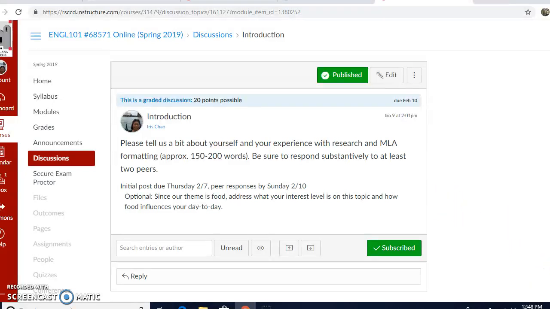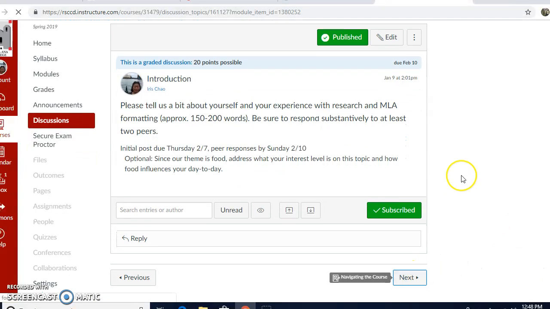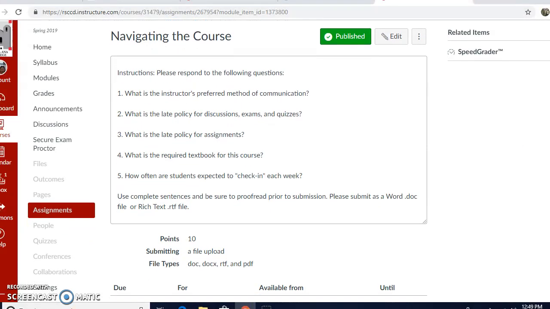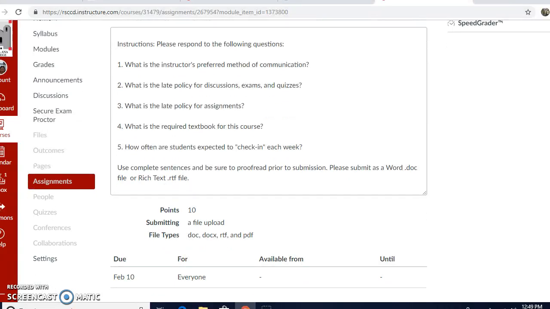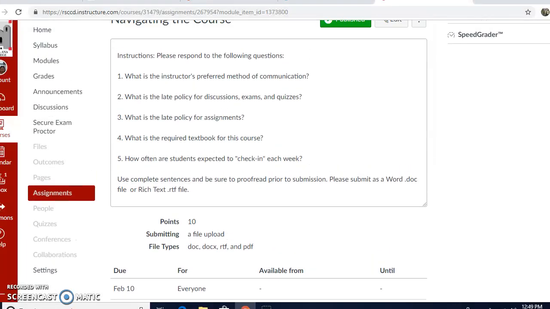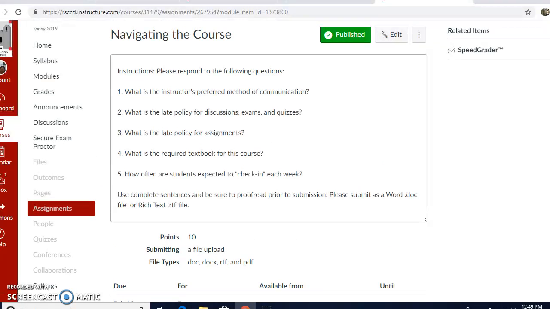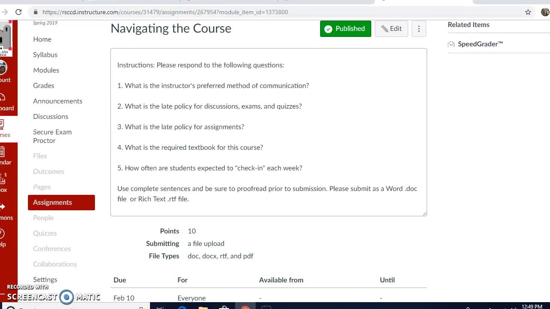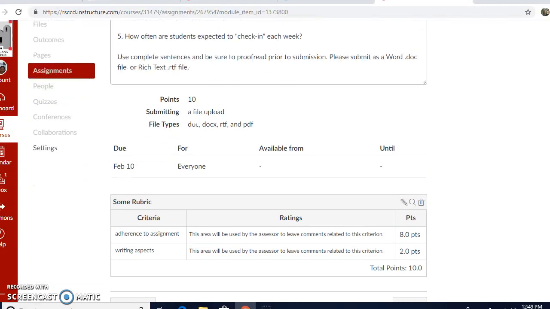Okay, so once you're done with that, you will then click on the next assignment. Next assignment is navigating the course. The course is hopefully pretty consistent. So what this assignment does is allows you to show me that you've looked through the syllabus as well as navigated all the tabs and know what some of the requirements for the course are. And so you'll answer those questions in complete sentences.